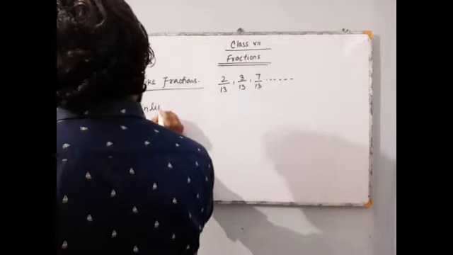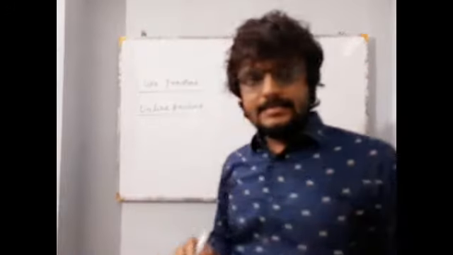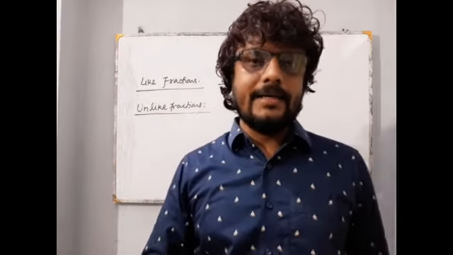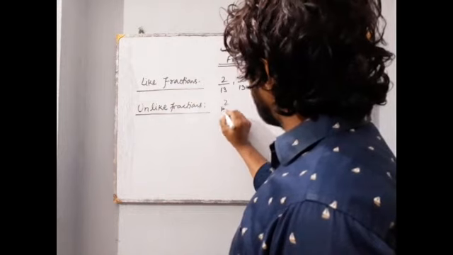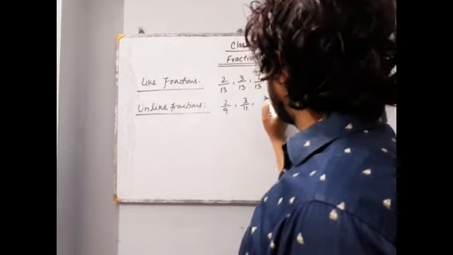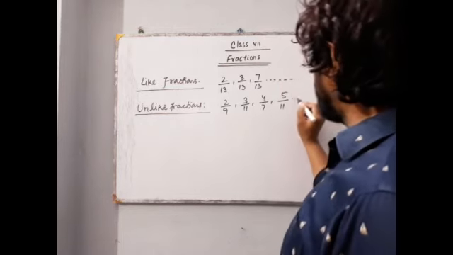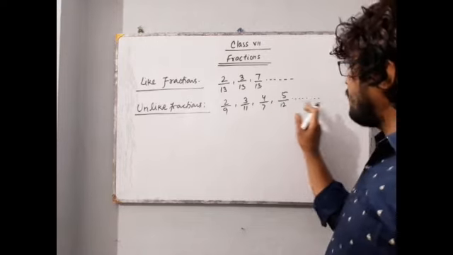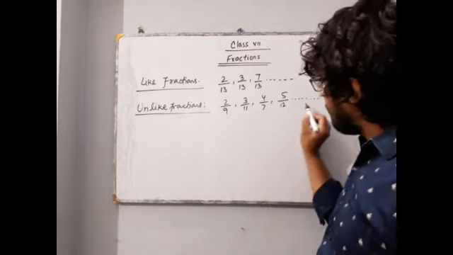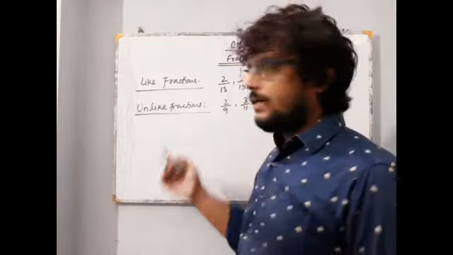That's why these all are examples of like fractions. Our next fractions are unlike fractions. Fractions which have different denominators are called unlike fractions. What I say, if you write 2 by 9, 3 by 11, 4 by 7, 5 by 12. These all are unlike fractions because their denominators are different. That's why these are the examples of unlike fractions.